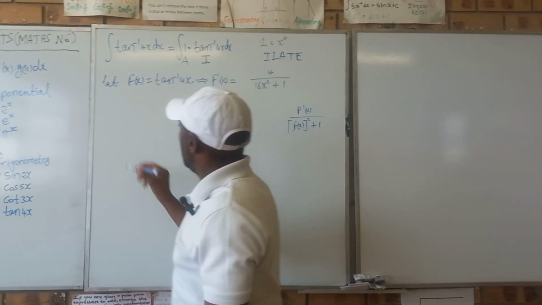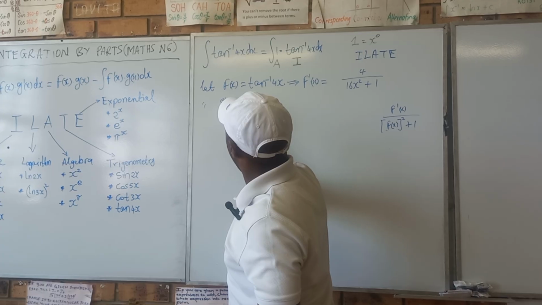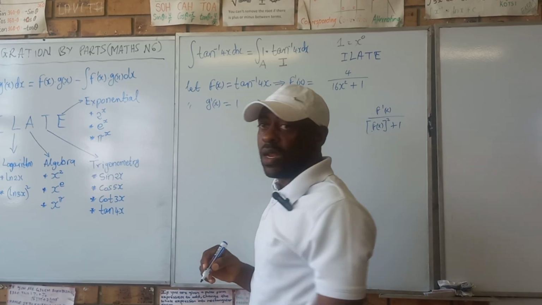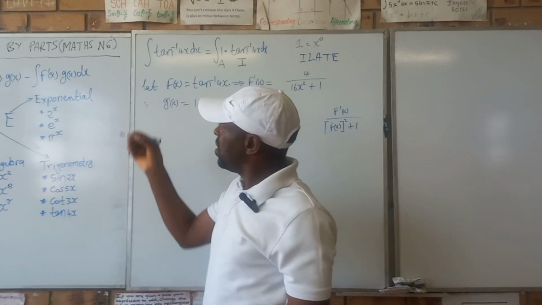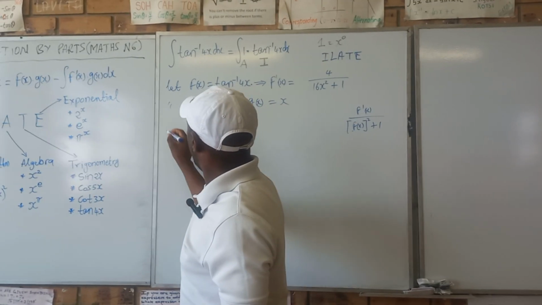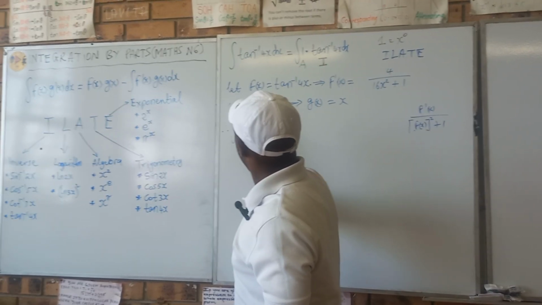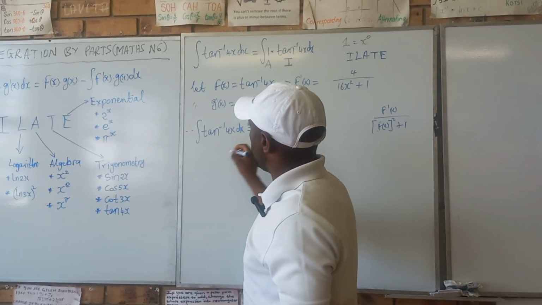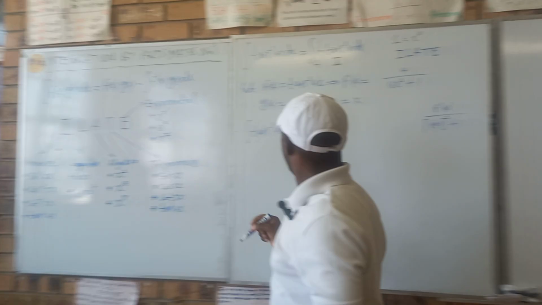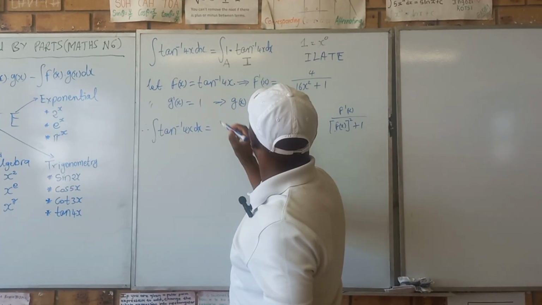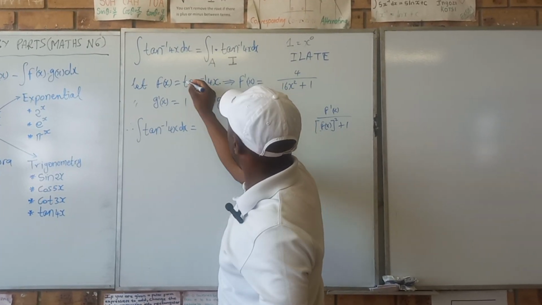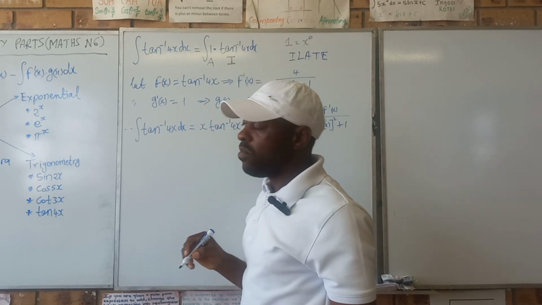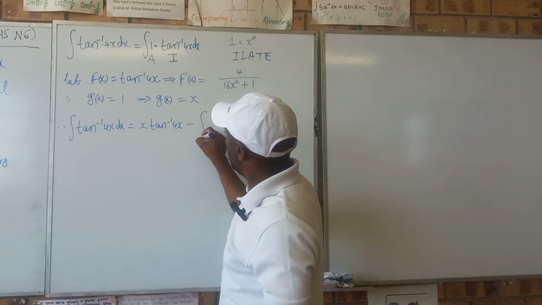So that's your derivative. Then, if we move on, our g prime is supposed to be 1. That therefore means that g, if I integrate 1, I get x. I can now substitute into my formula. So that therefore means the integral of arctan 4x dx is equal to fg. I need my fg. My f is arctan, my g is x. So if I multiply these two, I will get x arctan 4x, then minus the integral of f prime g.